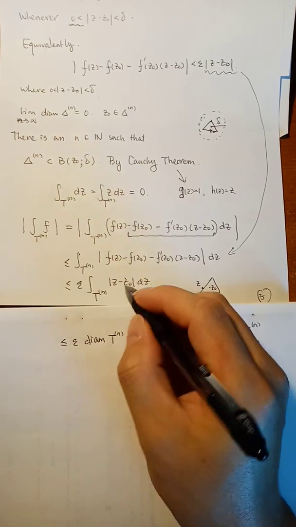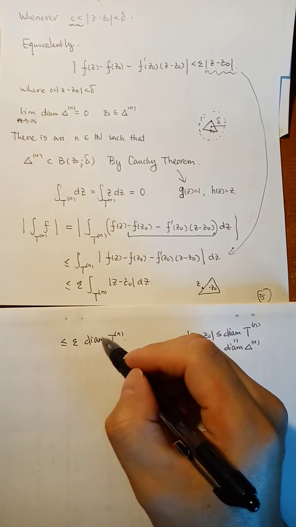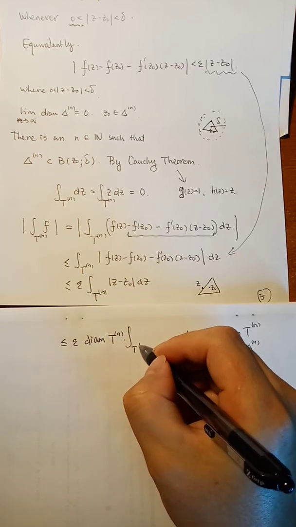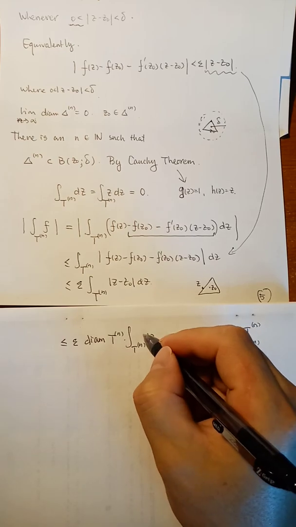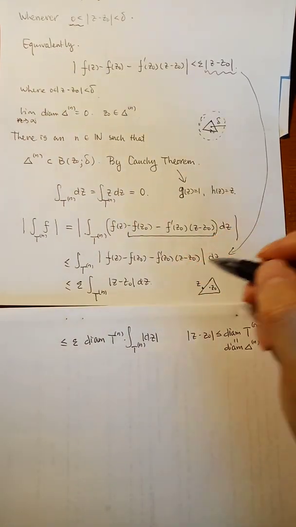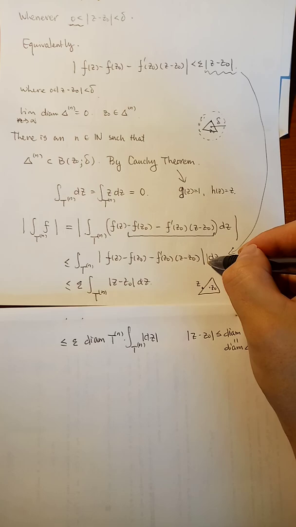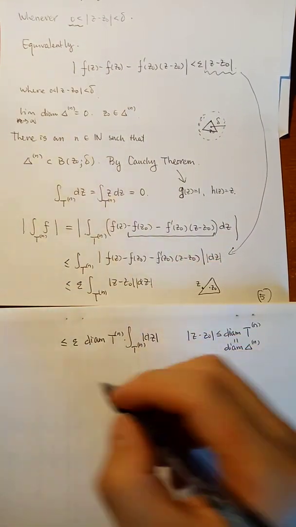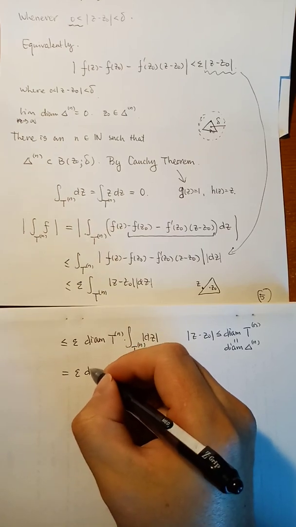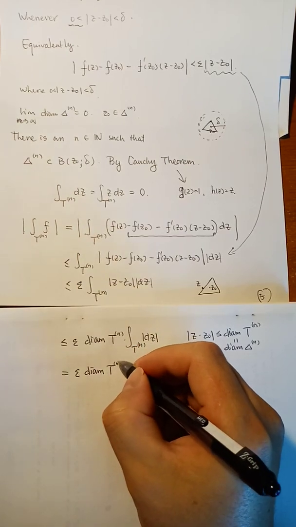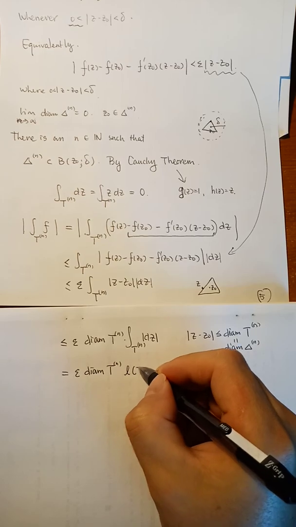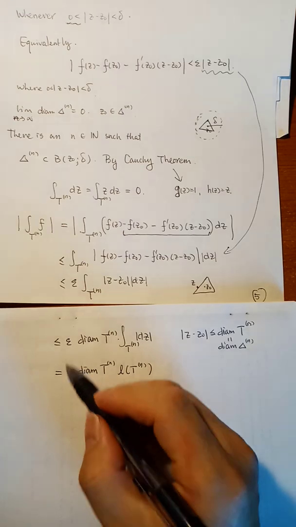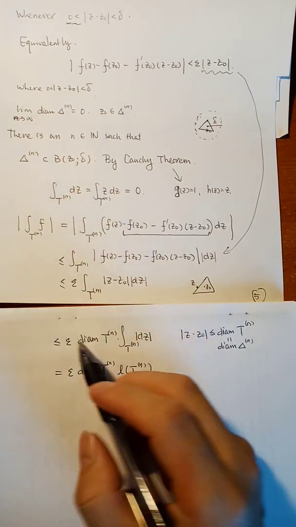of Tn. When you put the diameter of Tn, then you integrate this constant along the triangle, so you get the length of the triangle. So this step is equality. This step is equality. Here's the inequality.